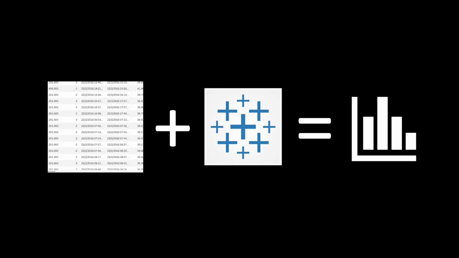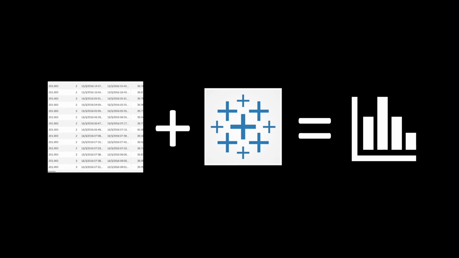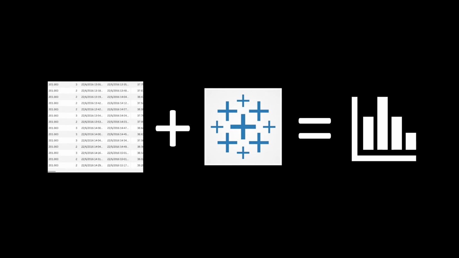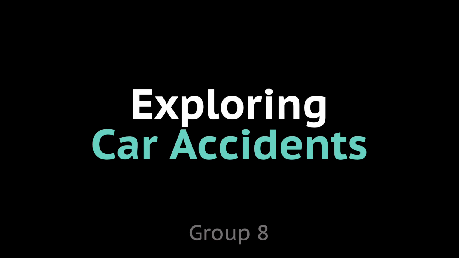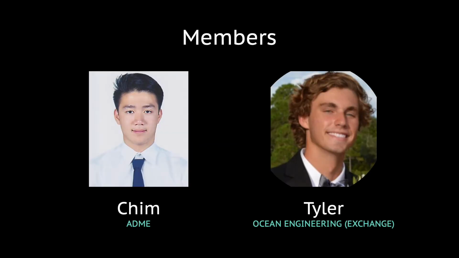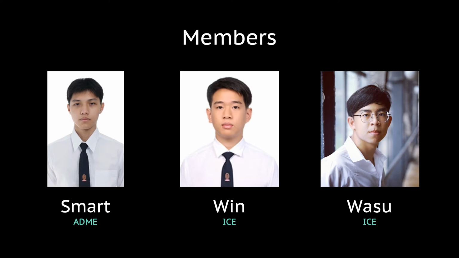influencing it. Today, with the magic of data science, we are going to be producing beautiful visualizations for you to understand better what causes a car crash. We're from Group 8, and today we'll be exploring car accidents. Our members are Shim, Tyler, Pam, Make, Smart, Win, and I, Wasu.